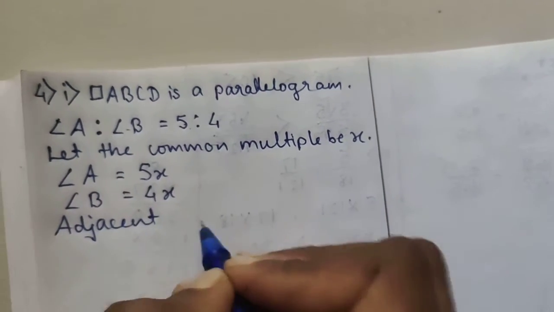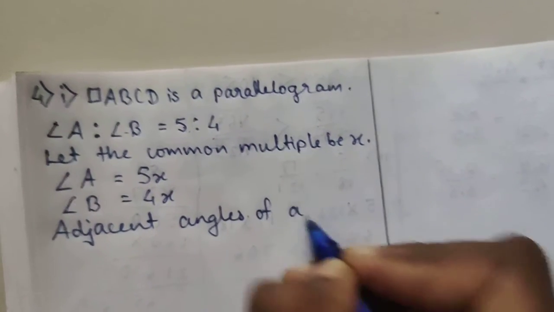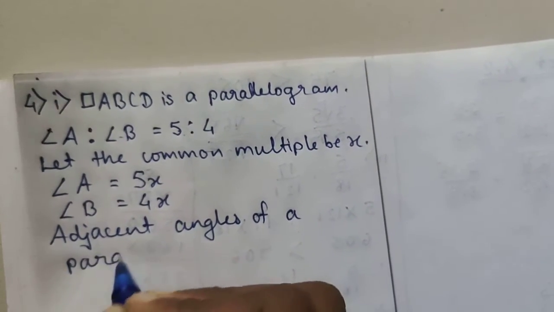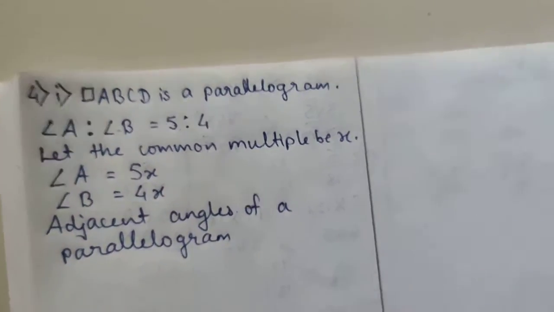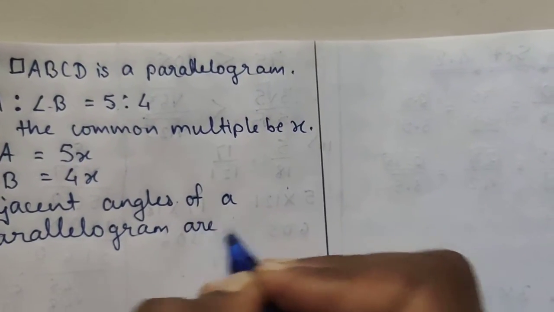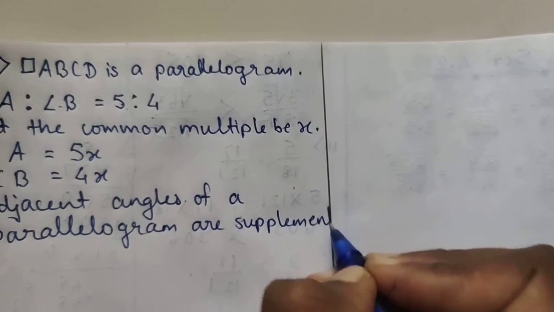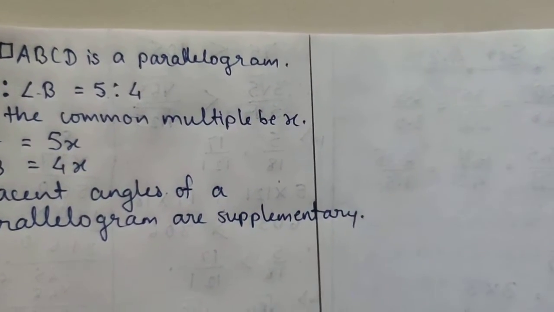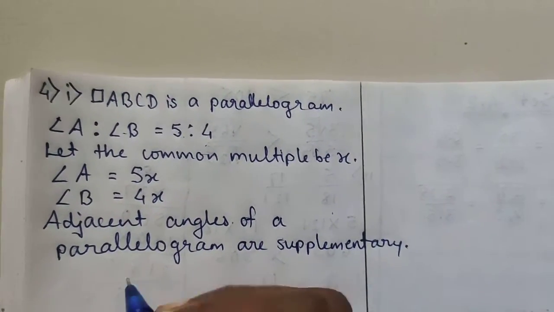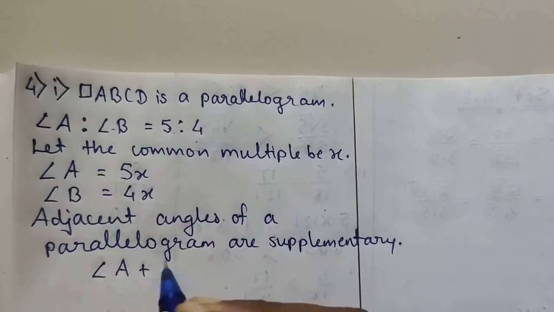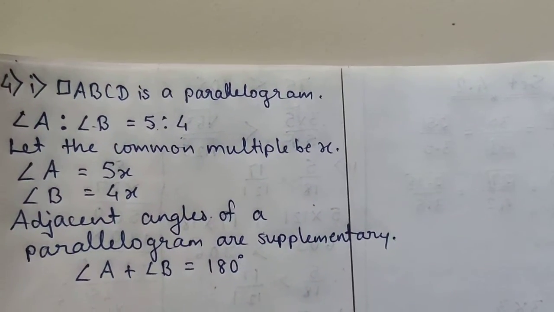Adjacent angles of a parallelogram are supplementary. What does it mean? Supplementary means that if you add these two angles, angle A and angle B, you are going to get 180 degrees. So angle A plus angle B is equal to 180 degrees.